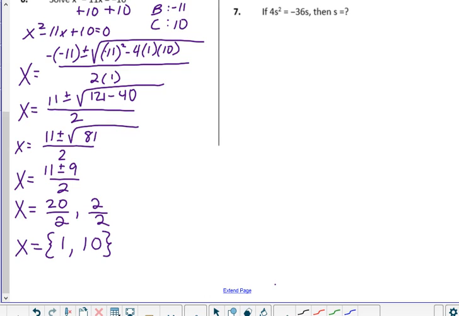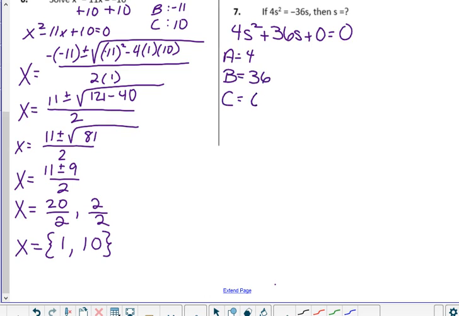We have 4s squared equals negative 36s. Okay, so what we're going to do is rewrite it in standard form. So that's going to give me 4s squared plus 36s. And although we don't need to, I'm going to go ahead and write the 0. So our A is 4, our B is 36, and our C is 0. So we're going to go ahead and put this into our quadratic formula.